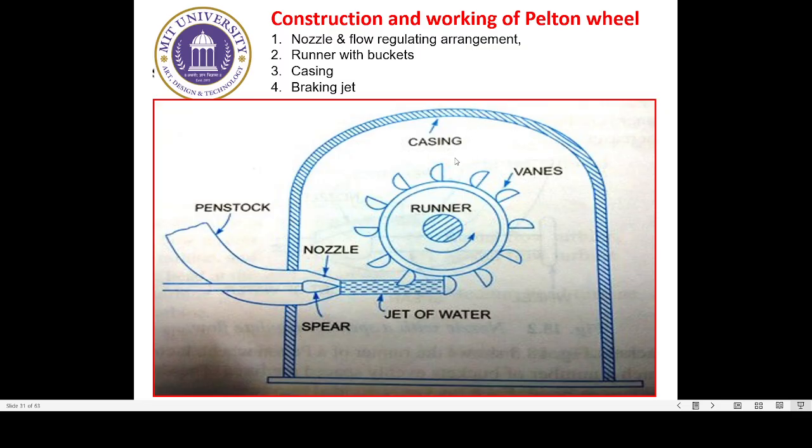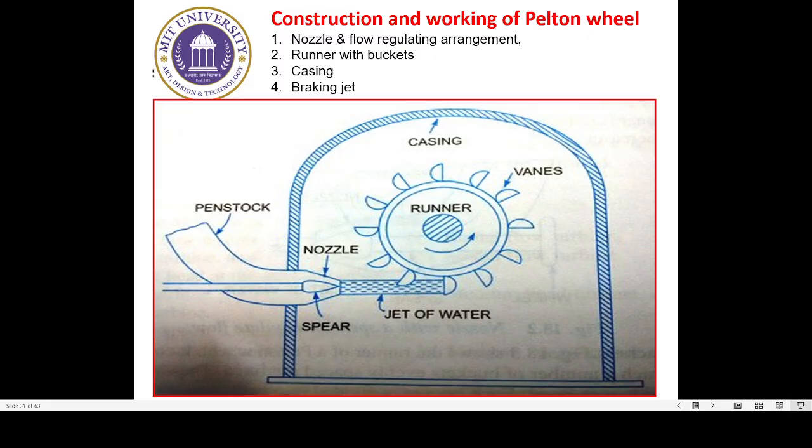We'll see what is the function of all of these main components of the Pelton wheel. So the point to note here is that these are the four major components of the Pelton wheel: nozzle and flow regulating arrangement, a runner with the buckets, casing, and the braking jet.